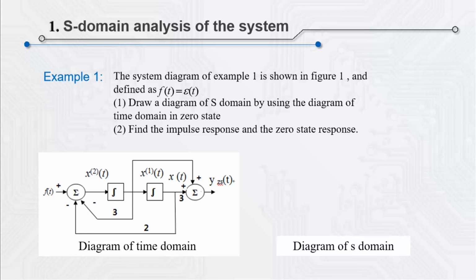The second step: because it is a zero-state response, the integral in the S-domain is F(s) over s, so you can turn the integrator symbol into 1 over s. Step 3. Keep the sum sign sigma. The number multiplier is unchanged. This turns the time domain block diagram into an S-domain block diagram.